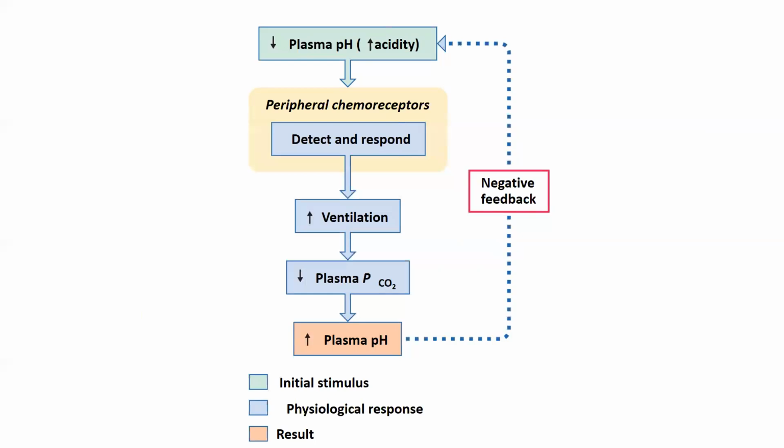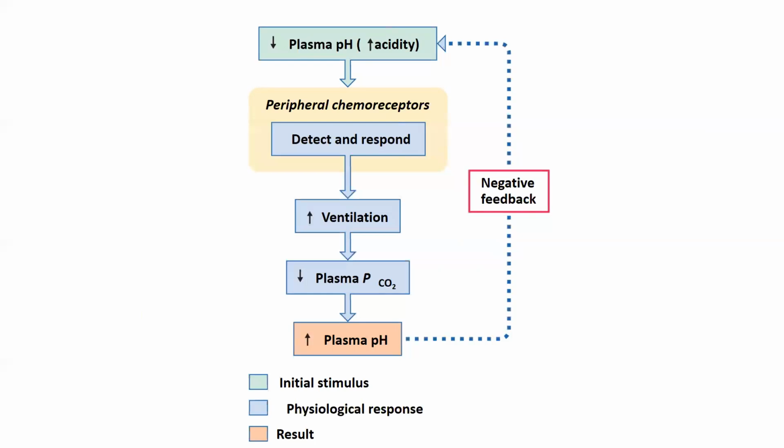And that increase in ventilation is going to help blow off the CO2. Again, CO2 is an acid. So blowing off excess CO2 is going to help rectify that acidotic state. Okay? So that increase in ventilation will then decrease the amount of plasma CO2. The plasma pH will rise again back to neutral, right? Not acidic, but neutral at this point. And that will turn off the initial signal.